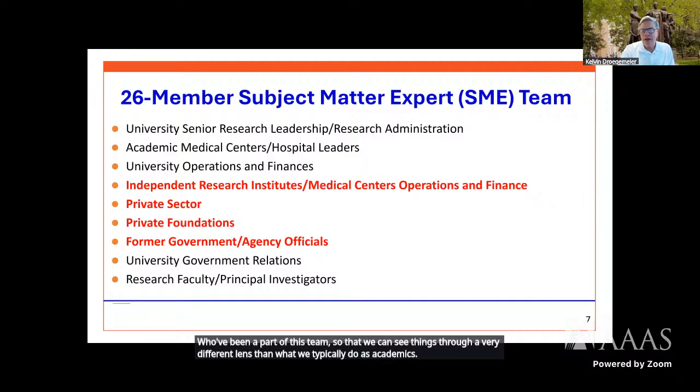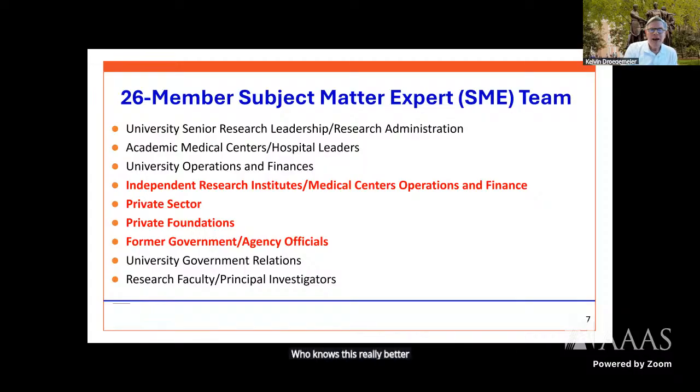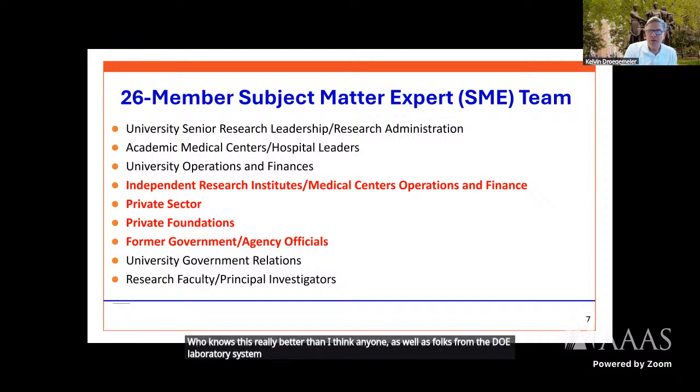Also, former government agency officials. Today we have Gil Tran, who was at OMB for over 2 decades, who knows this really better than I think anyone, as well as folks from the DOE laboratory system, chief financial officers who, again, work in a very different environment. So bringing all these folks together, it was an extraordinary educational experience, and that's really how we came to this model. So this model we're going to talk about is a product of their hard work.